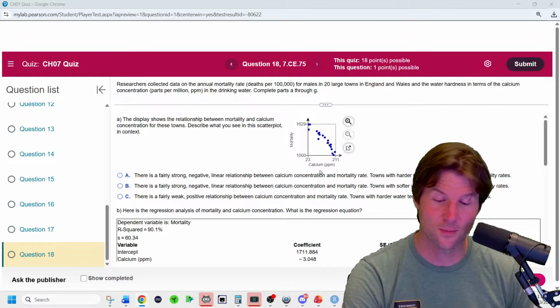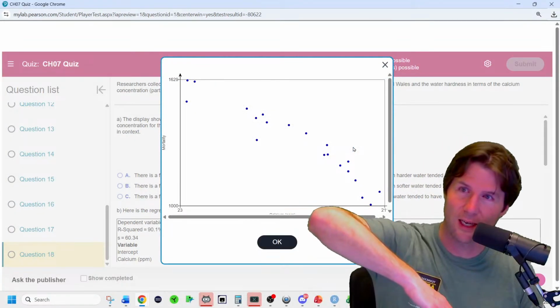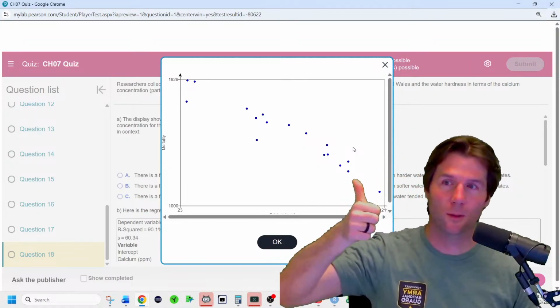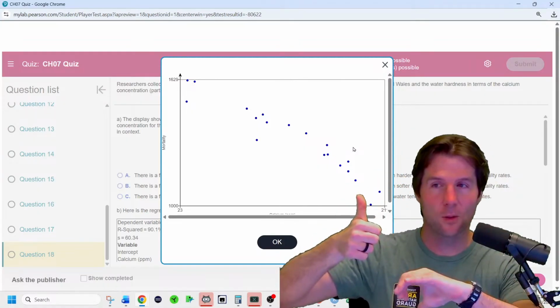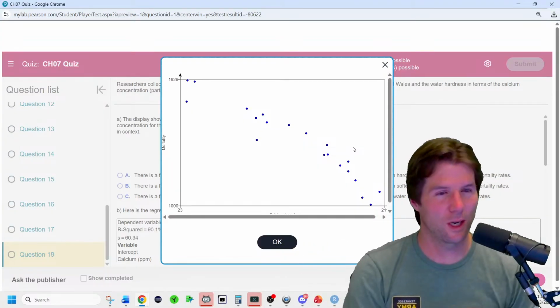It's very beautiful here. Is this a positive or negative correlation? It goes like that. That's a negative correlation. Negative correlation is as one variable goes up, the other variable goes down, or vice versa. They go in inverse directions. That's what negative correlation is.